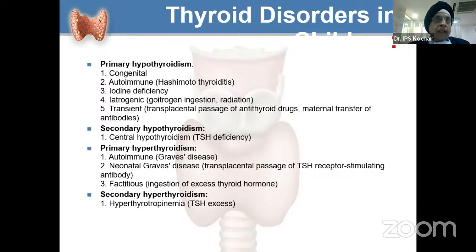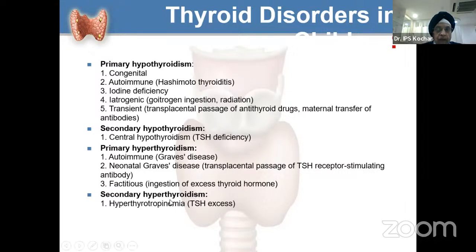Now, secondary hypothyroidism is central hypothyroidism, where there's a TSH deficiency. Then there's hyperthyroidism, which may be autoimmune, Graves' disease, which you have all read about. Then there's neonatal Graves' disease, which may be because of transplacental passive TSH receptor stimulating antibodies. Secondary hyperthyroidism is very uncommon. So we will focus mainly on hypothyroidism today, and maybe another time we can talk about the other thyroid disorders.